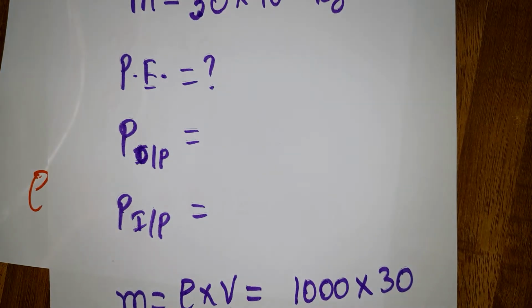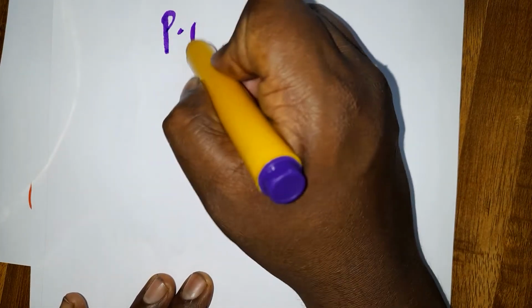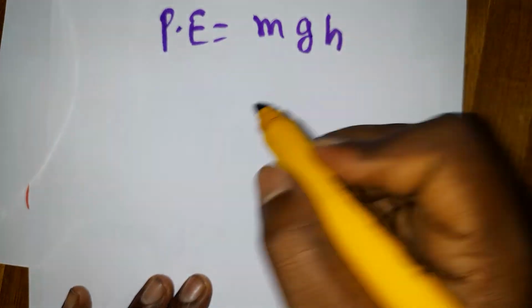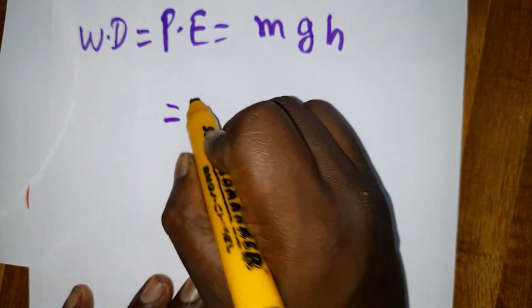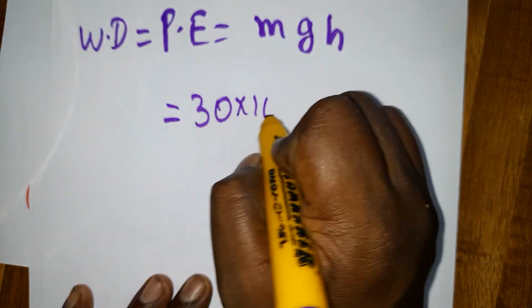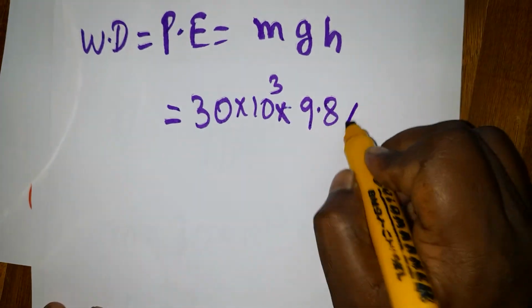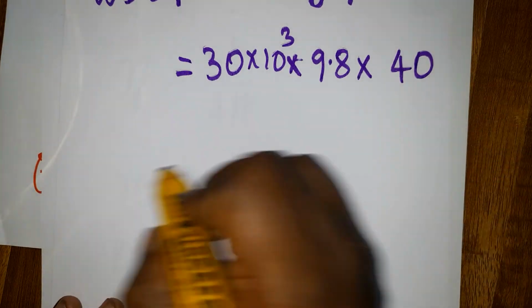Next, the potential energy required to store this much water at that particular height. What is the potential energy formula? Potential energy is equal to mgh, since water is kept at some height. It can also be taken as work done. What is m? 30 into 10 power 3. What is g? It is 9.8, or we can take 10. What is the height of the object? The height is 40 meter. This is the energy.